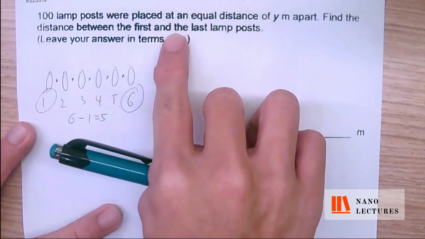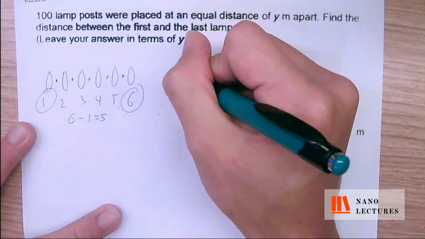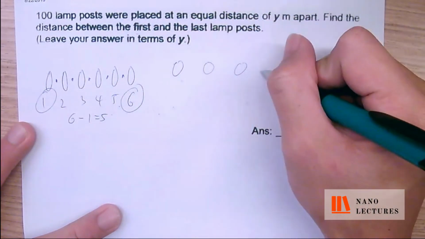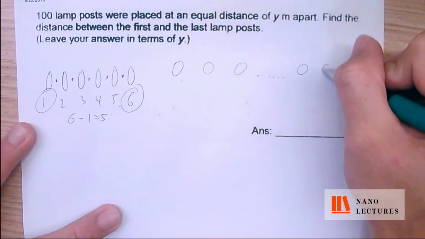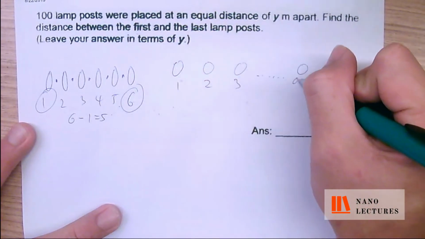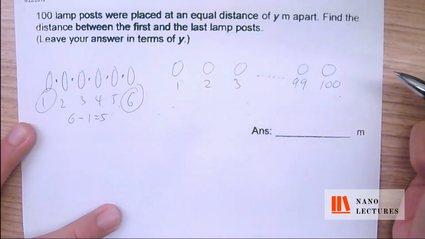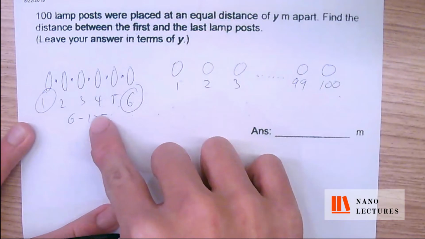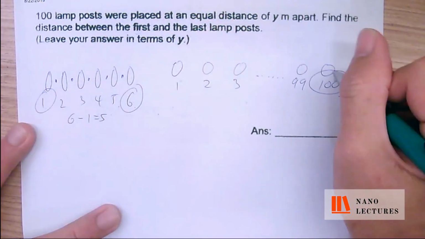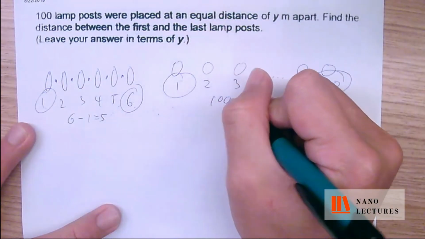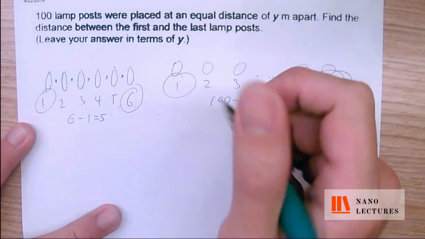Using the same analogy as here, I'm going to use it over here. 100 lampposts, right? So there'll be 1, 2, 3, 99, 100. Okay, so how many spaces are there in between? Using this one, I'm using the last number minus the first number. So take 100 minus 1. That will give me 99. So there are 99 spaces in between.